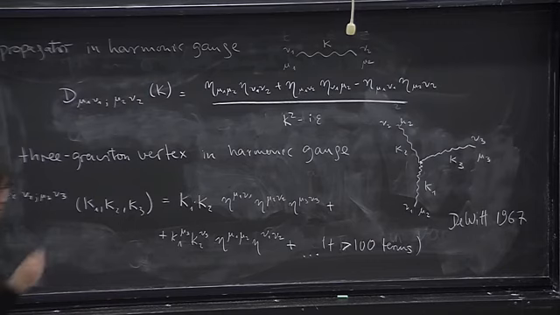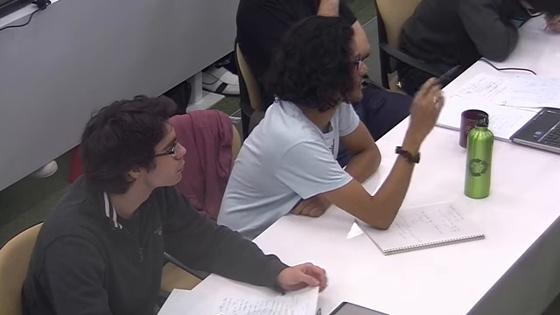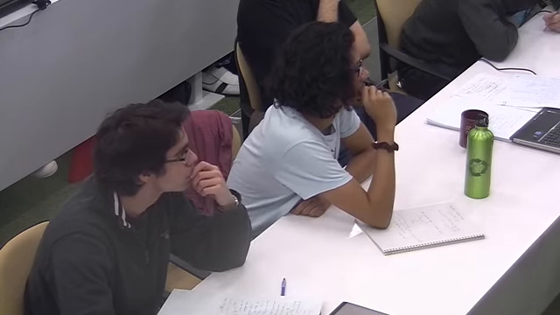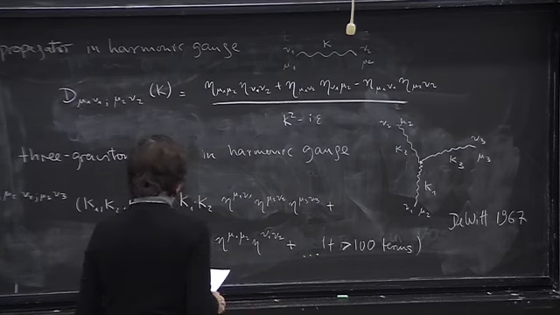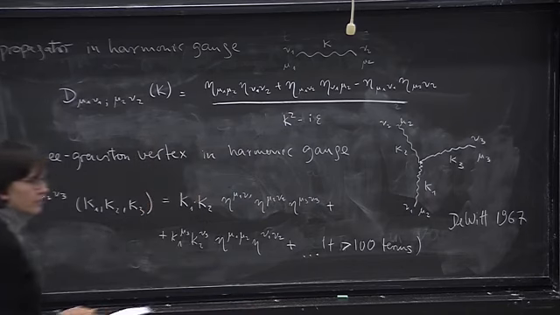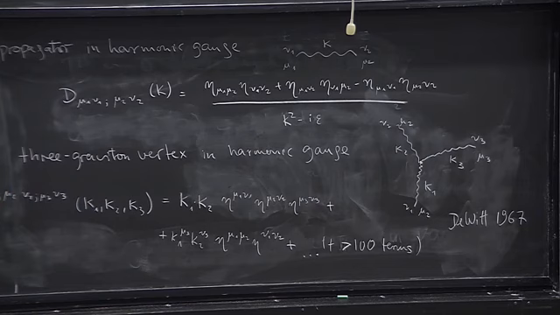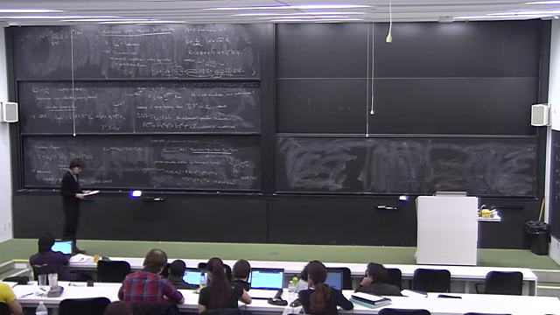Yes? Do we expect factors of square root of G_N here? Or is that in a different... Yes, there should be. You're completely right. That should be somewhere here. It's not written here. So I imagine that's the square root of G_N in front of this, because it exactly comes from the cubic term of that expansion. That clearly belongs here.